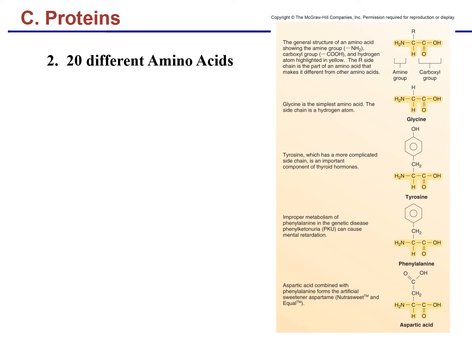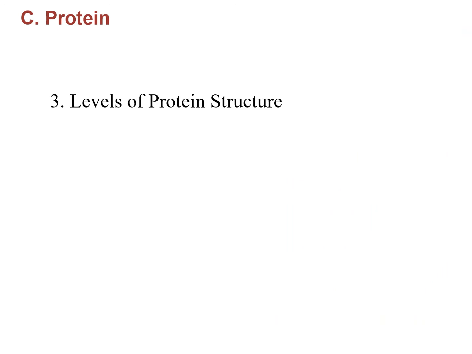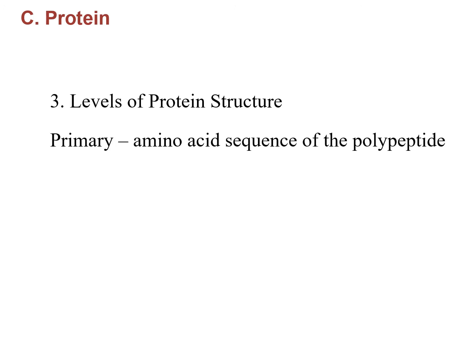So we see here just some examples of a few different amino acids. The first picture at the top is a generic amino acid. Then we see the simplest kind of amino acid is called glycine. And then we see examples of some other amino acids. So proteins have layers or levels of structure. And we can talk about 4 levels of protein structure.